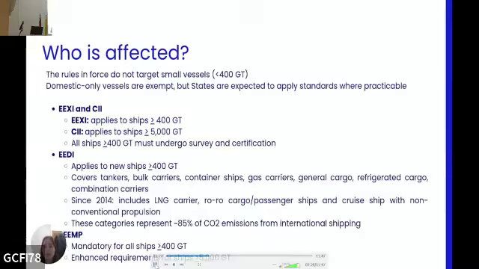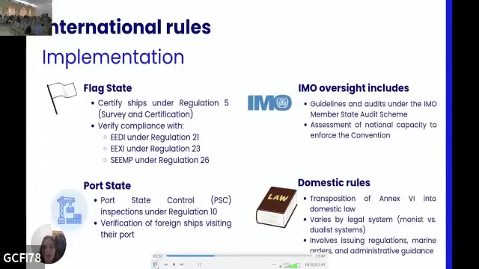Importantly, these measures do not currently apply to small vessels, meaning those below 400 gross tonnage. Domestic only vessels are also exempted, although states are encouraged to apply similar standards when possible. This means that most fishing vessels, especially artisanal ones, are not yet directly regulated by these global measures.